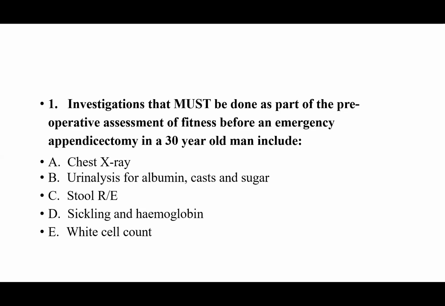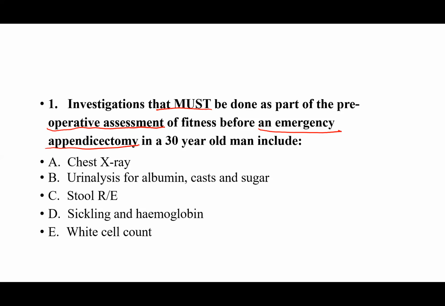D, sickling and hemoglobin; E, white cell count. So I need a volunteer to answer. Dr. Sakina, where are you? Okay, so I'll go for option E, white cell count. Investigation that must be done. Look at the question: that must be done. Sir, I think the answer is B, urinalysis for albumin, casts, and sugar. Now, I'm underlining some important points.